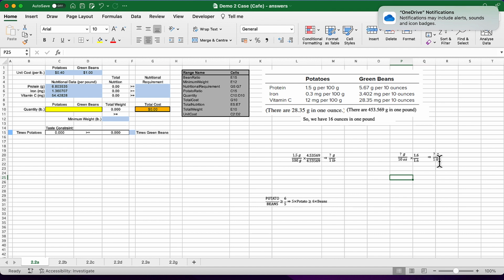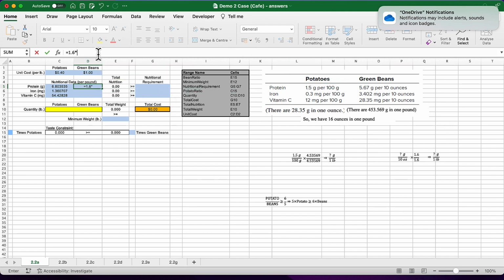All right, so how do I get 16? In this case, again, this information is coming from the case itself. So 28.35 grams in 1 ounce, 453.569 gram in 1 pound, and therefore we have 16 ounces in 1 pound. All right, so this is exactly how you make the conversion. All right, and so in this case, I'm going to just simply multiply by 1.6 in the numerator, multiply by 5.67.